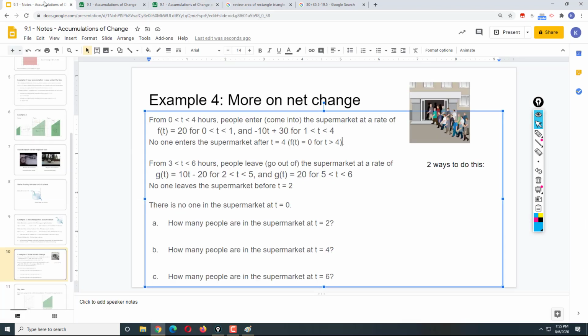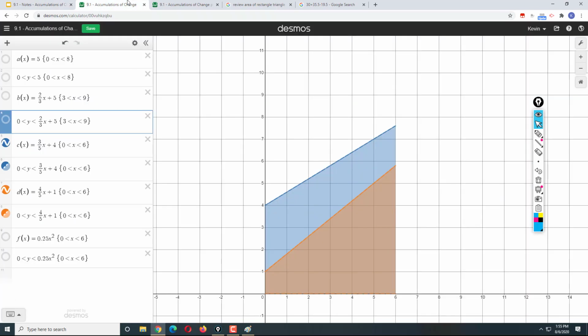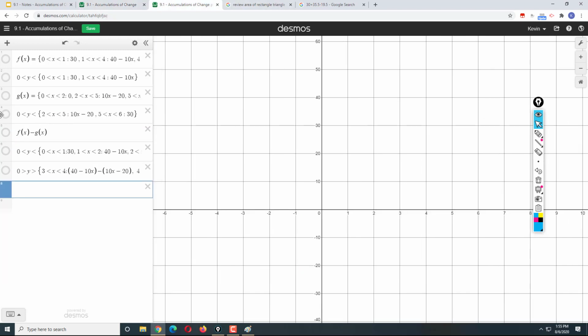From 3 to 6, from 3 is less than t is less than 6, people leave. They go out of the supermarket at a rate of g of t is equal to 10t minus 20 for between the hours 2 and 5. And g of t is just equal to 20 for the hours between 5 and 6. Let's graph this. When we graph this, what do we get? We get this. So at the beginning, nobody's leaving in the first 2 hours. And then more and more people are leaving. The rate of change is actually increasing constantly between 2 and 5. And then the rate of change is constant between 5 and 6, is 20.